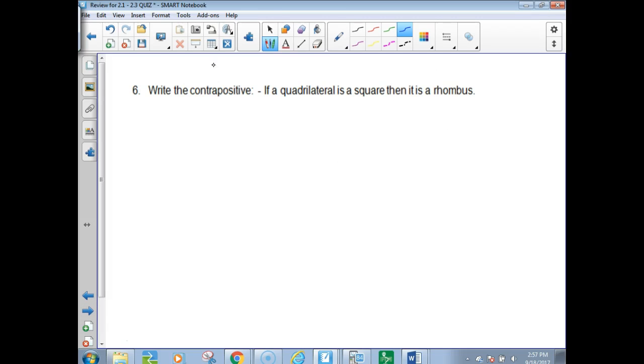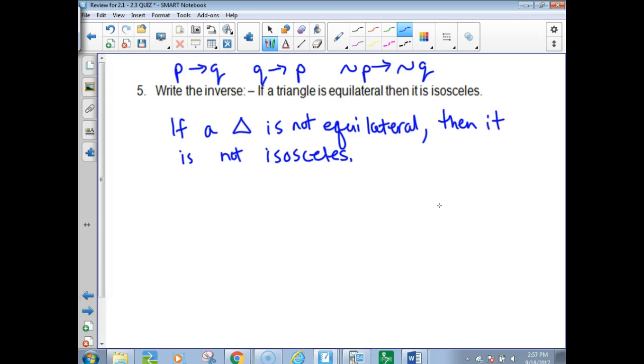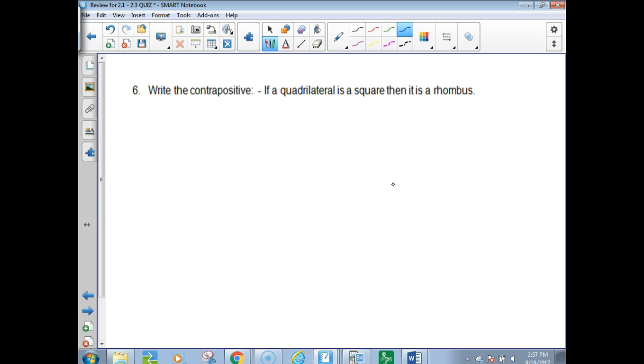Number 6, write the contrapositive. Okay, let's stay right on it. On the next one, the contrapositive, if you know that you don't have to write these down every time, I'm just doing that for all of us. If P, then Q. If Q, then P, this is the converse. The inverse is not P, then not Q. And then the contrapositive is not Q, then not P. The contrapositive will negate both of these and flop them.